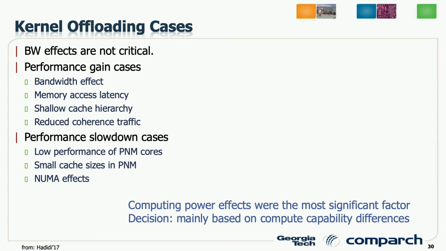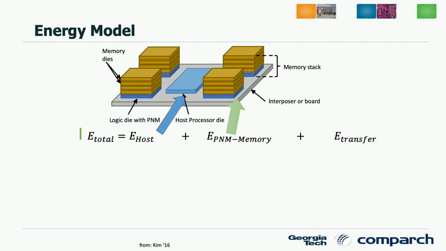So to understand the behavior, we also model the energy behaviors. In this case, the model was that each of the HMC stacks has fully capable computing cores. There is a host processor, and each of these stacked memories has PIM cores. And then we consider energy models. Total energy consumption is the sum of the host energy, the energy consumed by the PIM, and the data transfer energy.